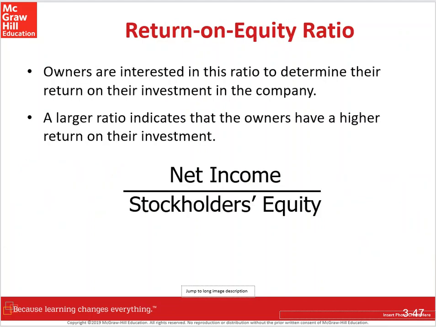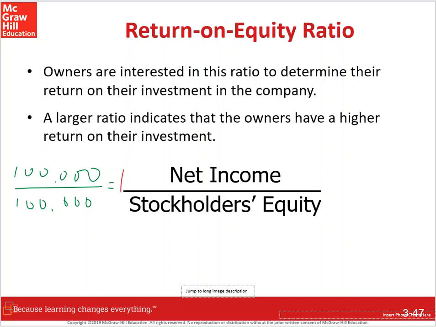And then we take a look at return on equity ratio. This one is commonly looked at by investors or stockholders, and they want to know, are we efficiently using their investment to generate net income? So a larger ratio indicates that the owners have a higher return on their investment. So the company is wisely using those investment dollars to generate net income. And again, we could use kind of the same numbers. If we've got net income of 100,000 divided by stockholders' equity of 100,000, our ratio is simply 1, and that's fine.